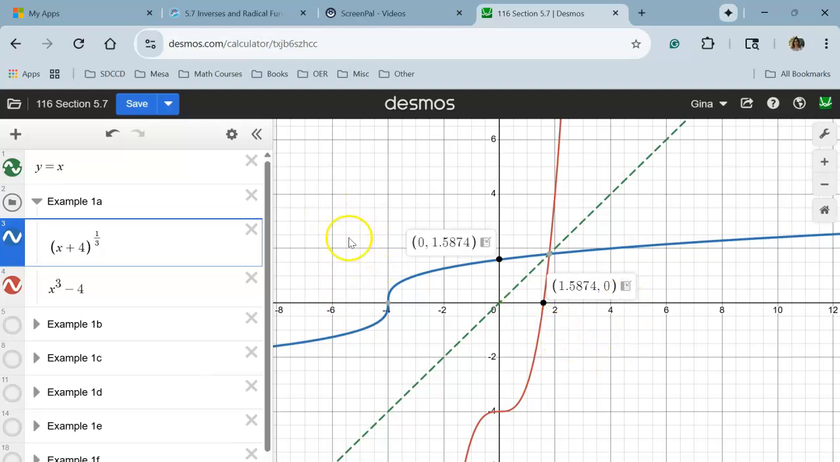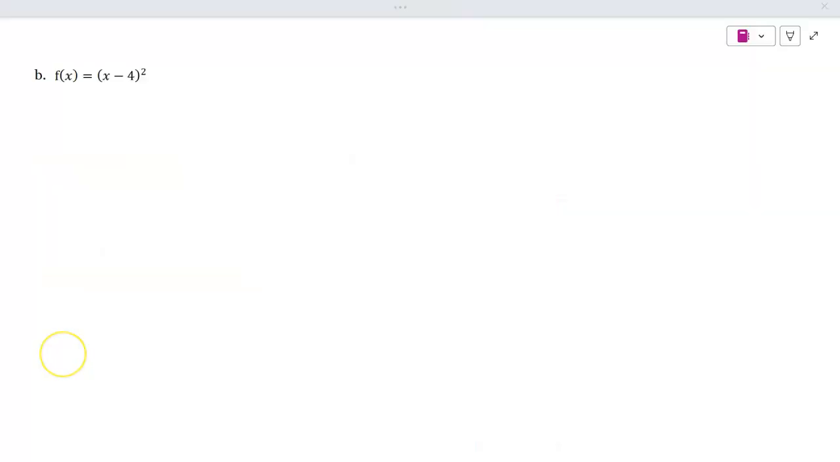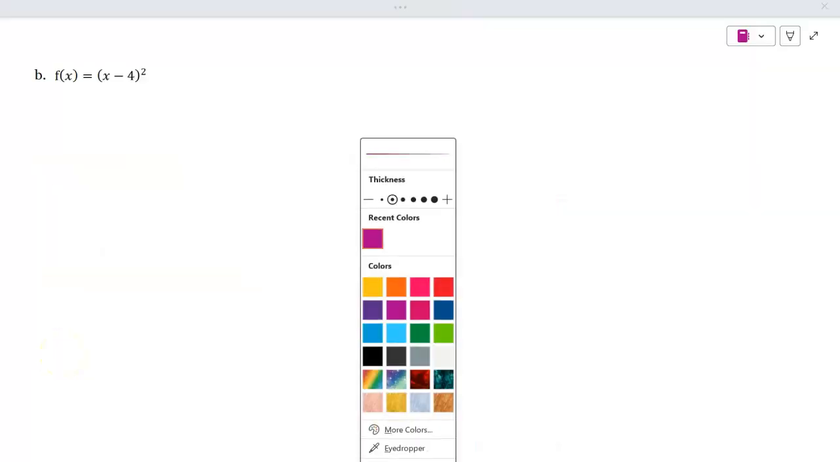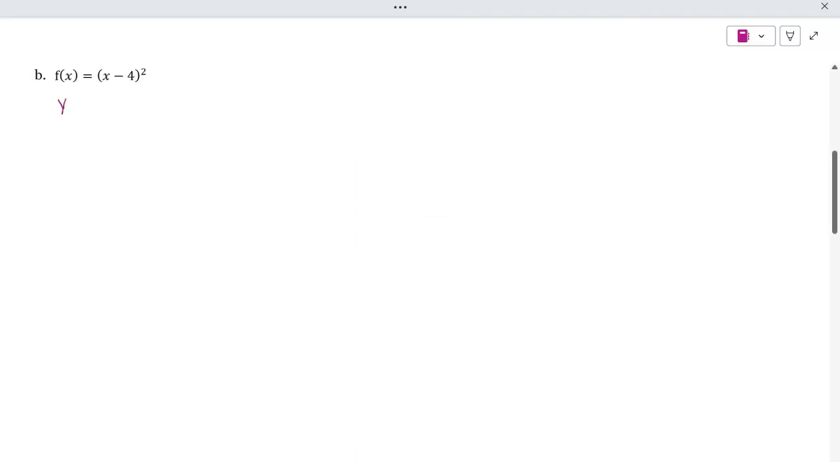All right, let's go back and do some more examples. For example B, we will start by rewriting f of x with y. And then our second step is to exchange where x and y are. And then we want to solve for y.